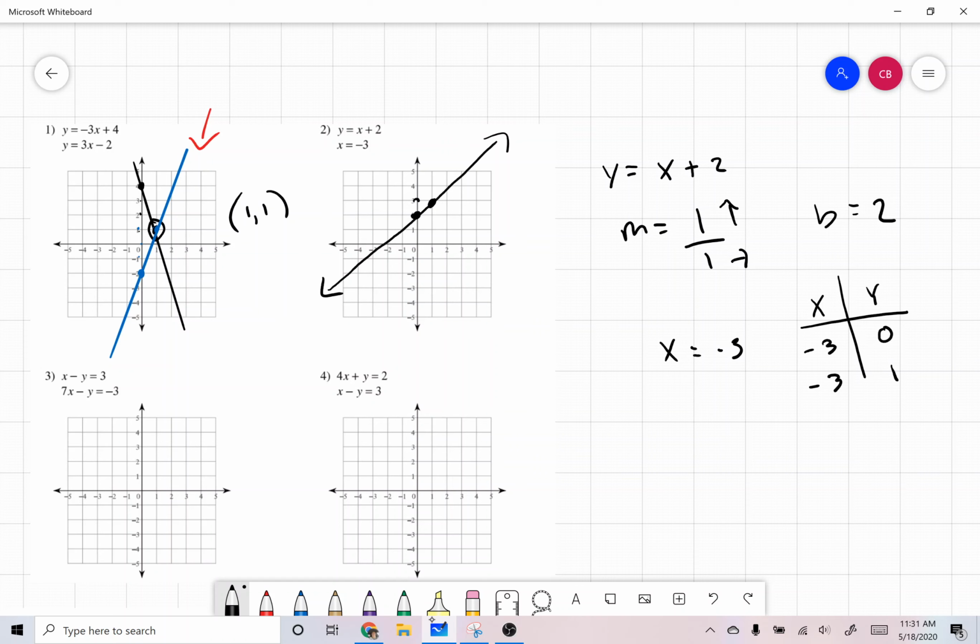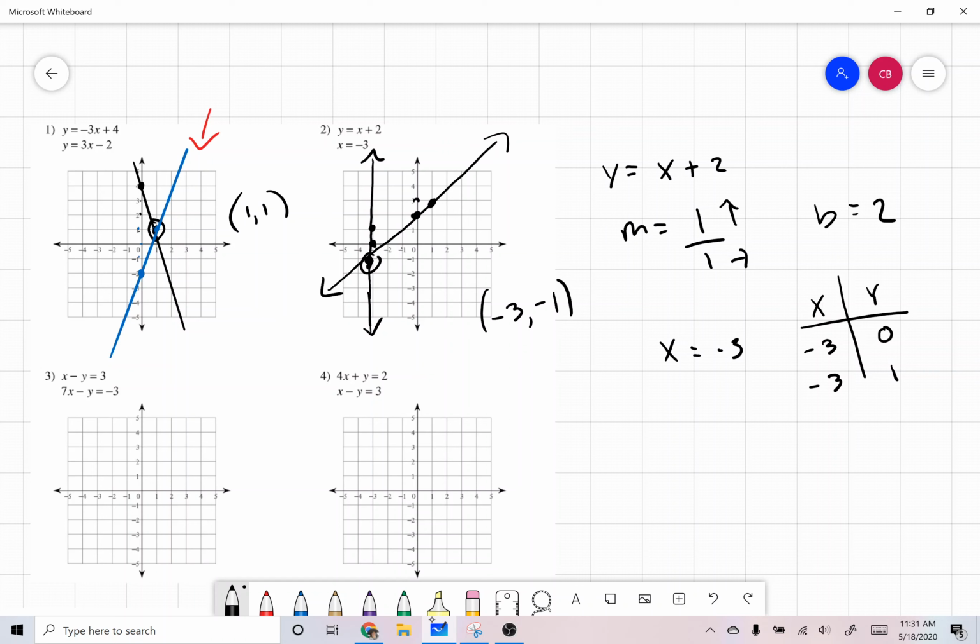So negative 3, 1 is going to be 1, 2, 3. Sorry, it's going to be negative 3, 1, and negative 3, 0 will be right here. And so you guys can see straight up and down. And it looks like it's going to intersect about right there, which is the point negative 3, negative 1. But obviously you want to check that.